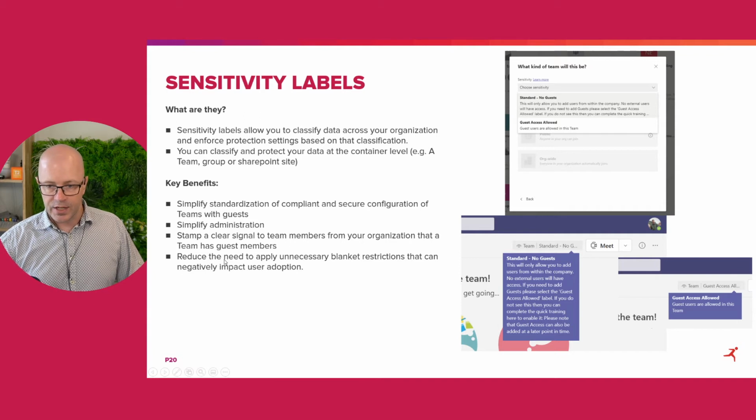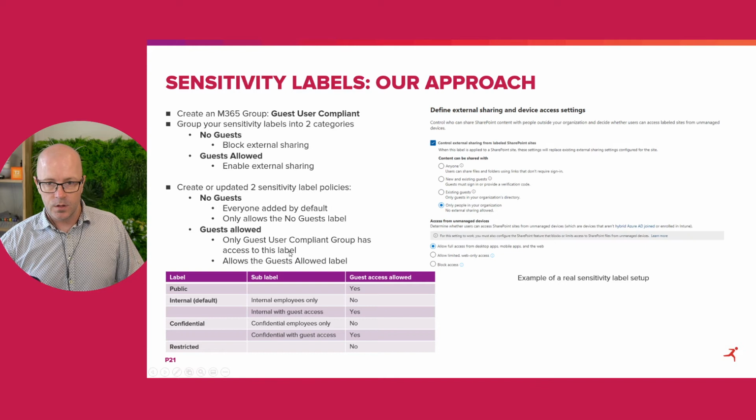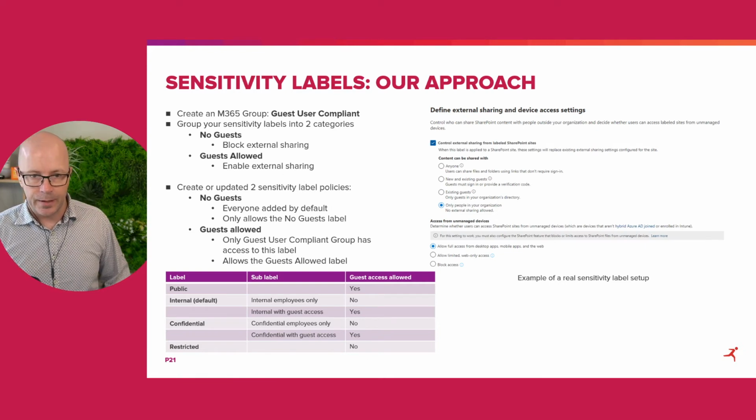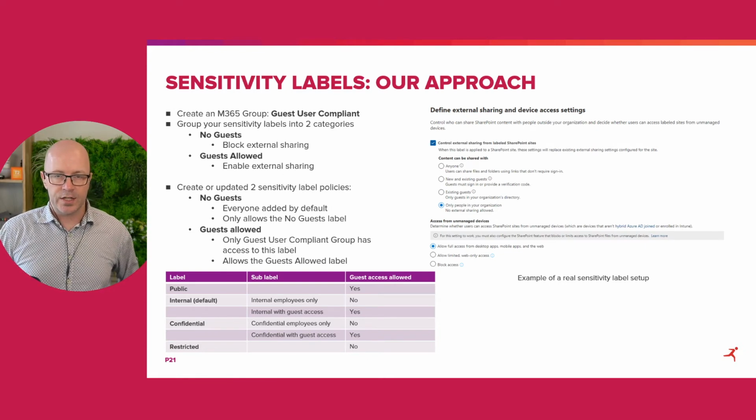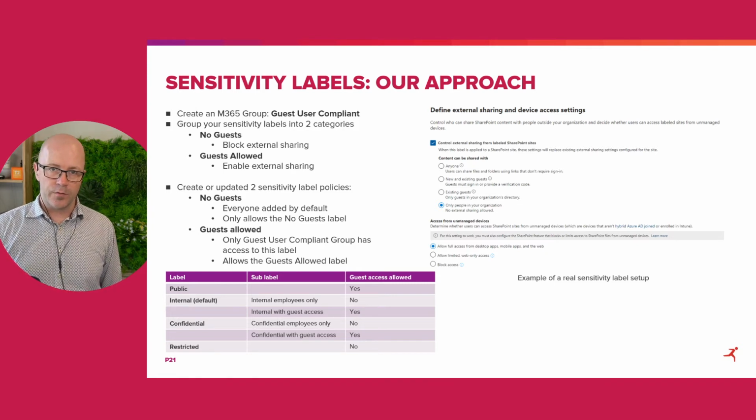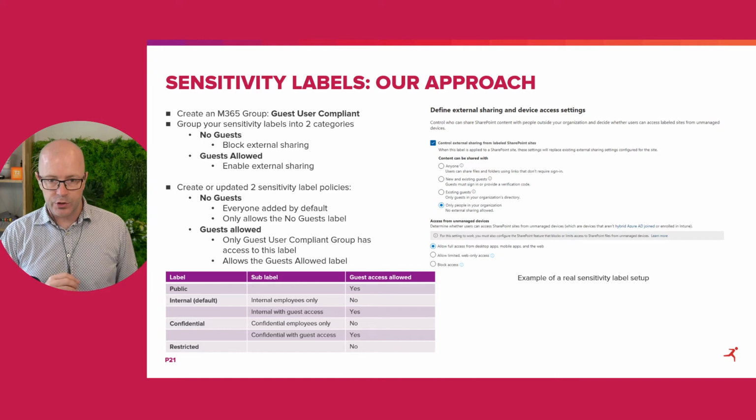And of course, it does stamp that clear signal that it is for a certain purpose. Now, our approach with this, we realize that some of you might have started down the label journey already. And so you probably have a structure around how information is classified. Maybe you've got a label for internal or confidential or restricted. And when you're now thinking of how guest access fits into this solution, it is about creating the two labels for those scenarios, one with guest access and one without.